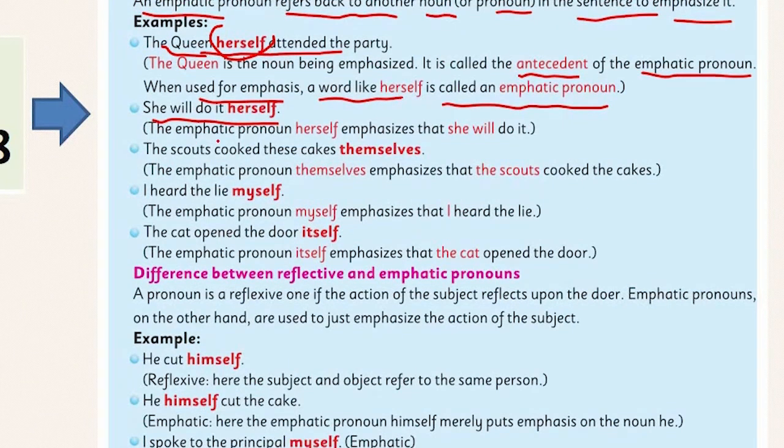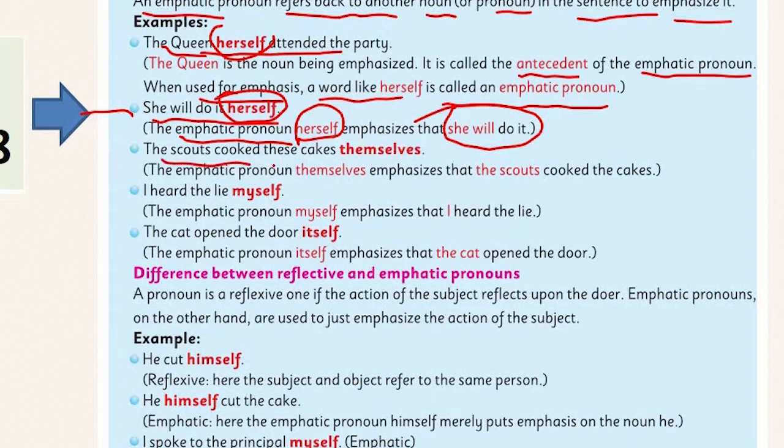यहाँ पर emphatic pronoun क्या है? herself, जो emphasize कर रहा है कि she will do it, वो अपना काम खुद करेगी. herself क्या है? यहाँ पर emphasize है कि वो अपना काम खुद करेगी. she क्या है? pronoun है और herself क्या है? इधर emphatic pronoun है.